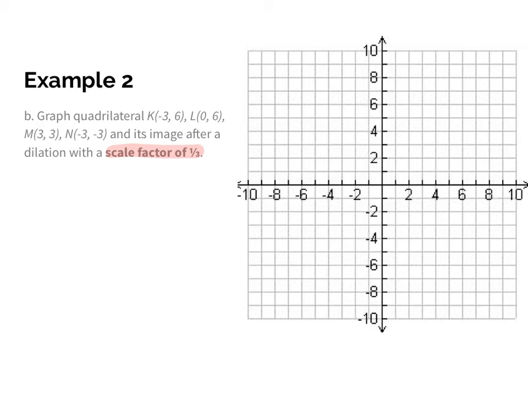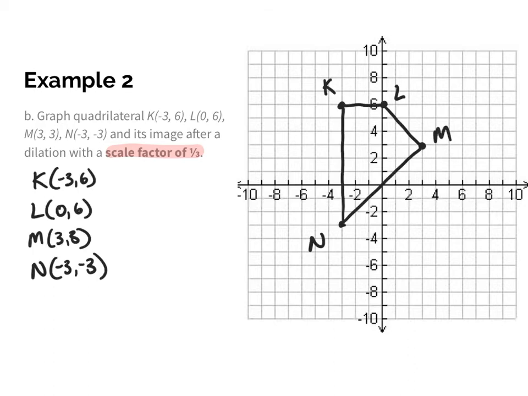So let's start off first by plotting our 4 points, K, L, M, and N. Now our goal is to make a dilation by a scale factor of 1/3. So if our scale factor is 1/3, we're going to take each of these 4 points, K, L, M, and N, and we're going to multiply it by 1/3. So within each coordinate, I'm going to take each x and y and multiply it by that scale factor, and that's going to give me my new points, called my image, K prime, L prime, M prime, and N prime.